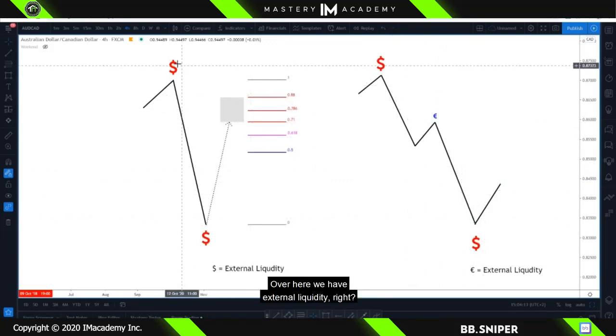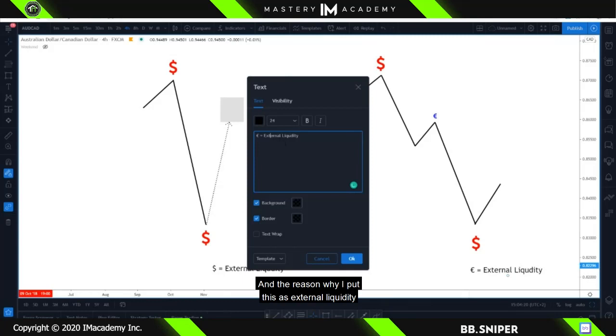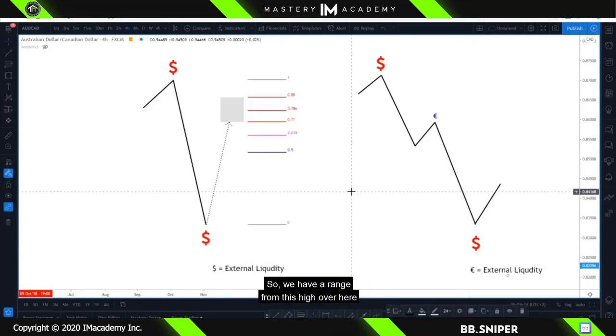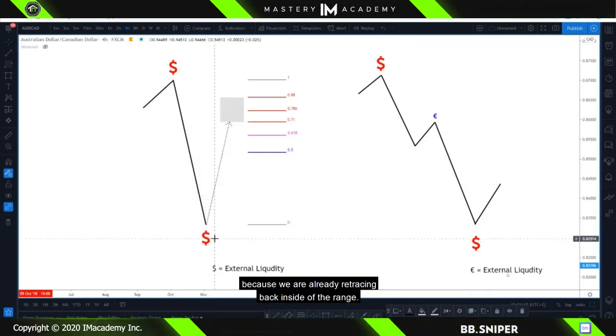We have external liquidity over here, and over here, let me just fix this one. The reason why I put this as external liquidity, let's talk a little about it. So we have a range from this high over here to this low over here. And let's say for some reason we find out that this is a preset low and the market is going to be trying to go higher. That's why we're anticipating this low, and that becomes external liquidity because we are already retracing back inside of the range.